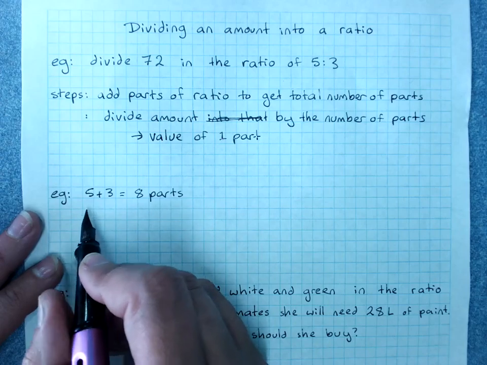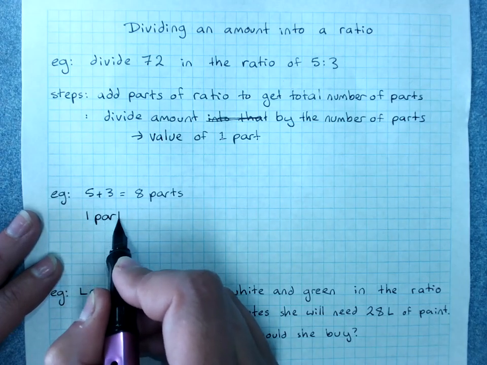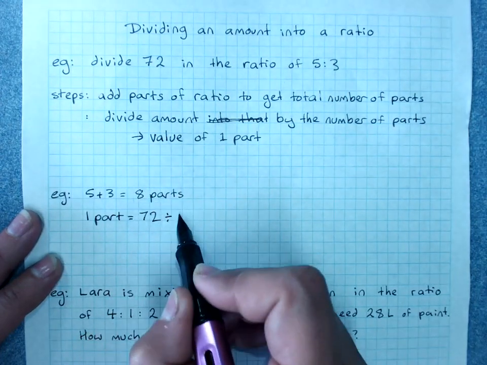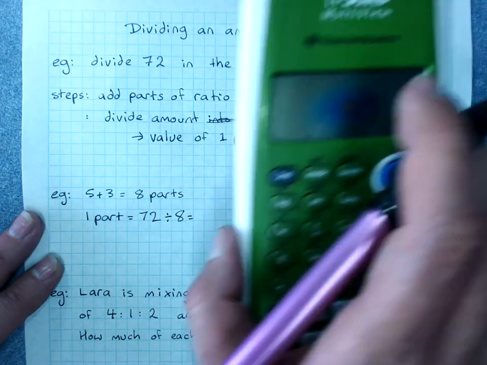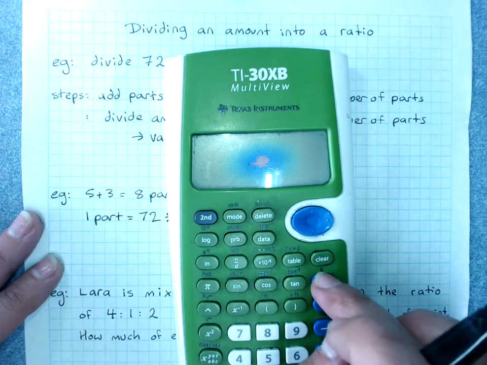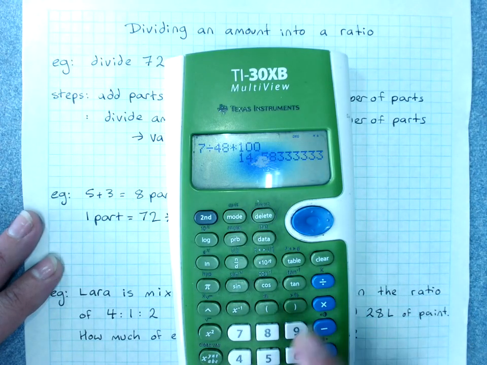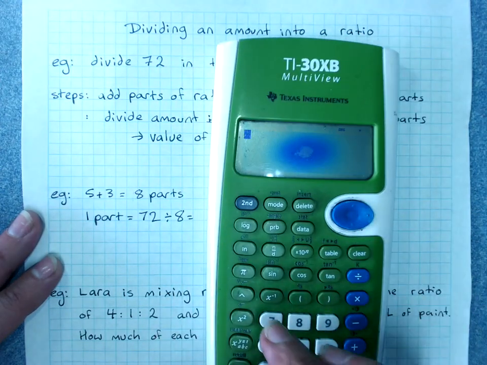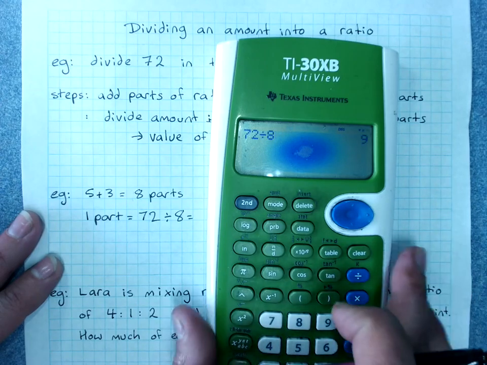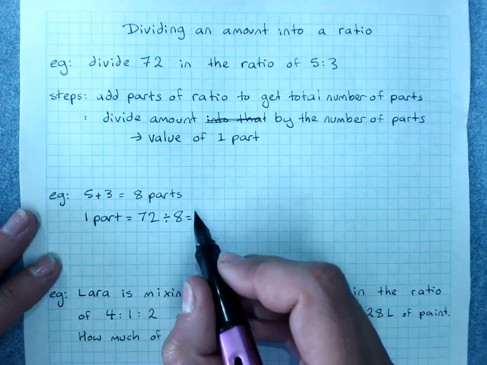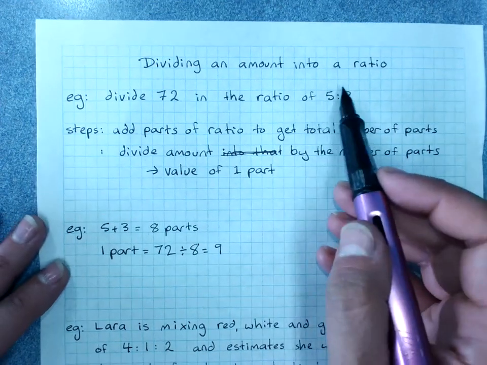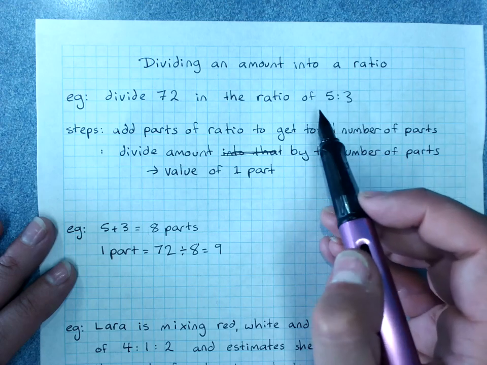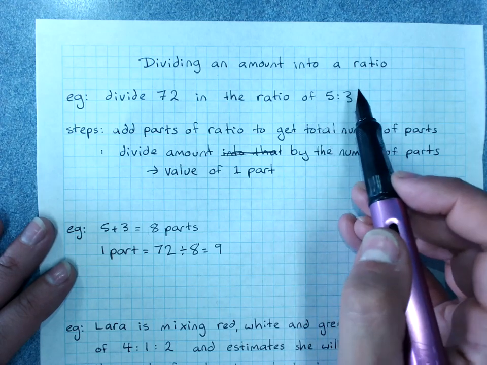So our next step is: 1 part equals, our amount was 72, and we're dividing that by the number of parts. It's okay to get your calculator if you need to. Sorry, we're doing 72 divided by 8. 9. So that's saying that if this was that money scenario, we were working for $9 an hour, which is a bit low. Then I get 5 lots of that and my friend gets 3 lots of that.